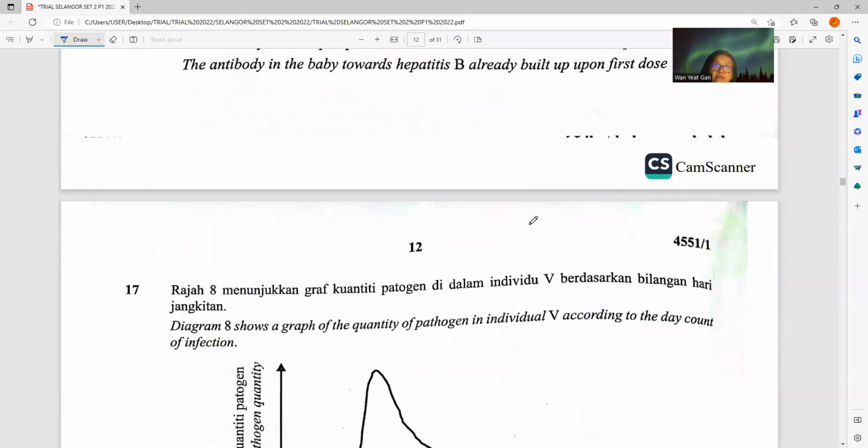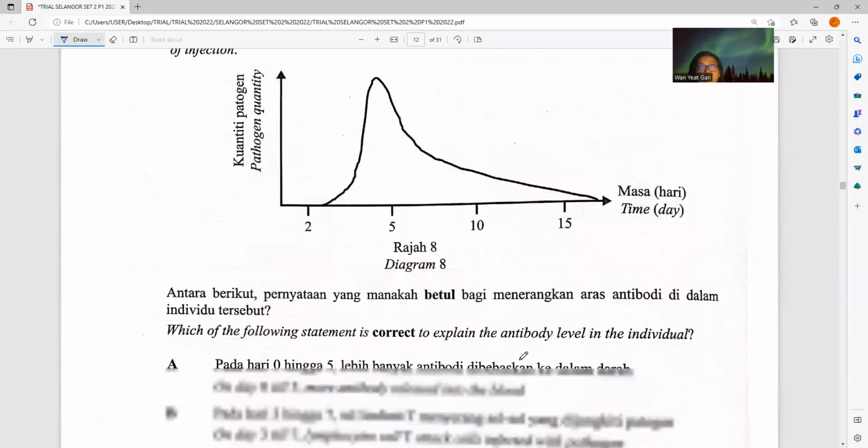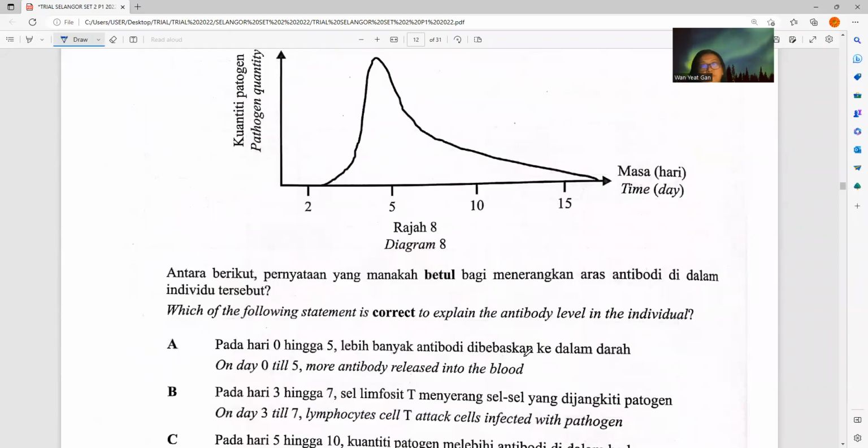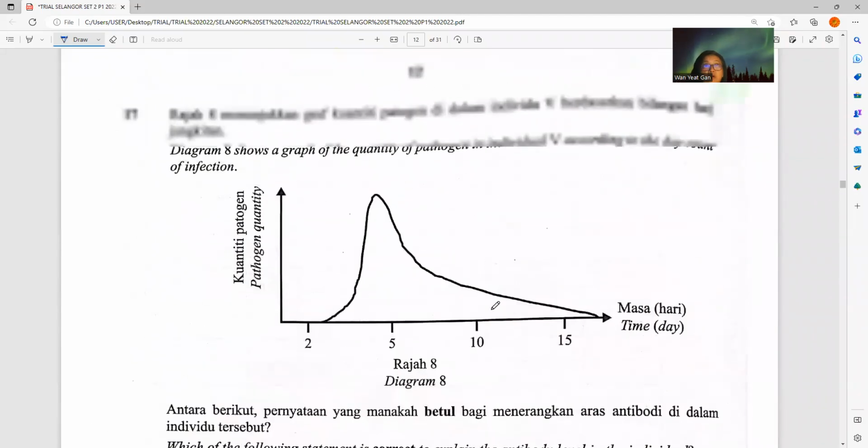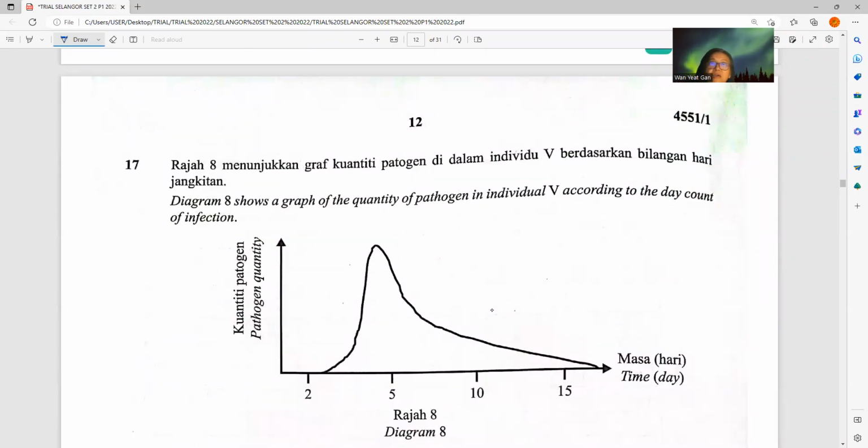Okay, question 17. Diagram shows a graph on the quantity of pathogen in individual B according to the day count of infection. Which of the following statements is correct to explain the antibody level in the individual? As you can see, his quantity of pathogen was high, and then after day 5, it decreases right up to day 15.